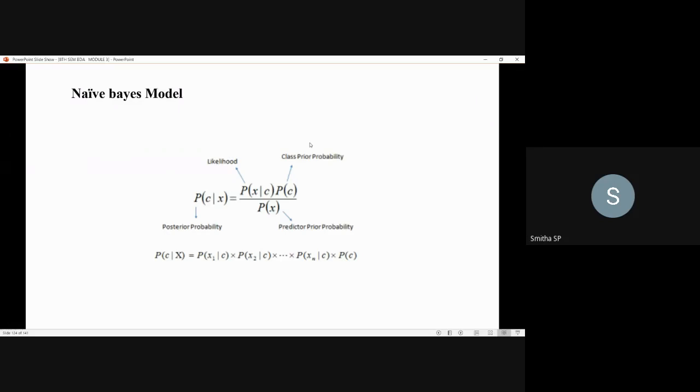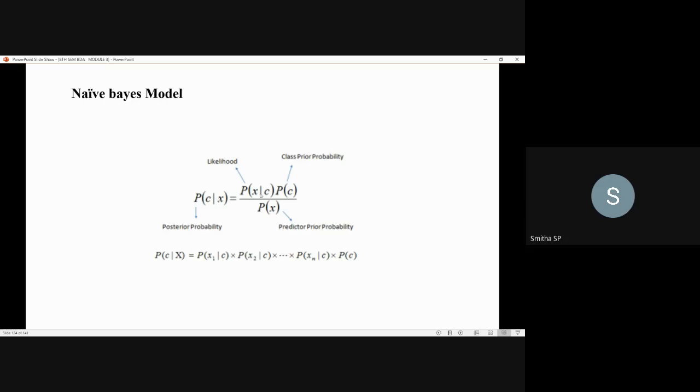Next, the naive Bayes model. This is the formula you will make use of for the computation of the probabilities using naive Bayes analysis. Here you can see the formula which has the terminologies, that is P of C given X. We call it the posterior probability. It is the posterior probability of a class C, given the predictor X attributes.